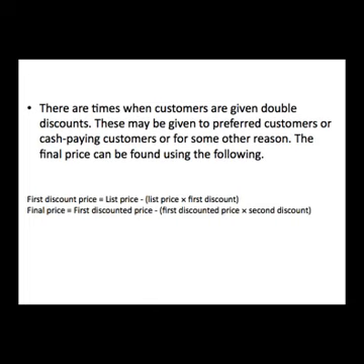Sometimes customers are given double discounts. They may be preferred customers or cash-paying customers, or for any other reason the employer or contractor decides to do that. You can find the final price by using the following formula. You first find your first discount price. That's your list price minus list price times first discount. In other words, you're coming up with a new price that's lower. Your final price is now your first discounted price minus first discounted price times second discount. So you're going down, subtracting 2 discounts.